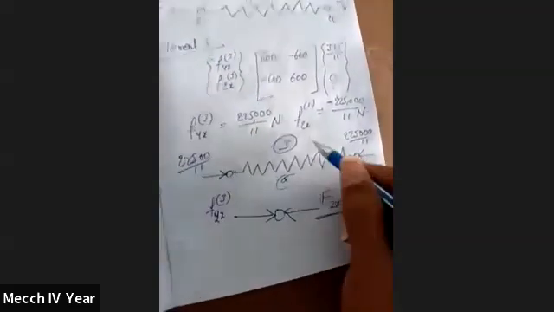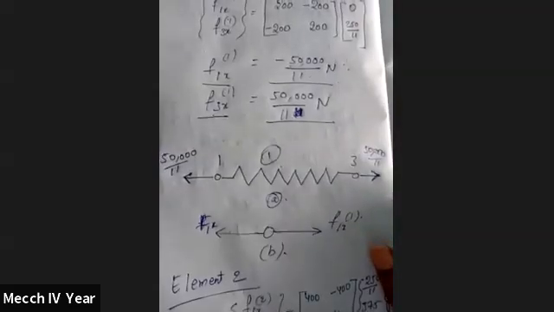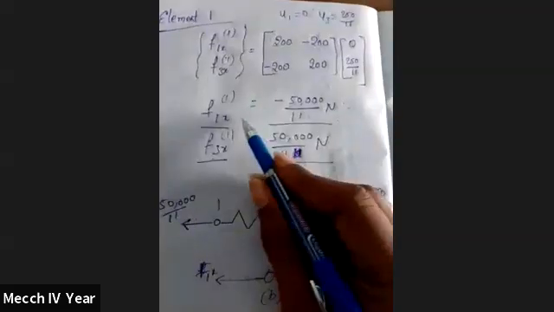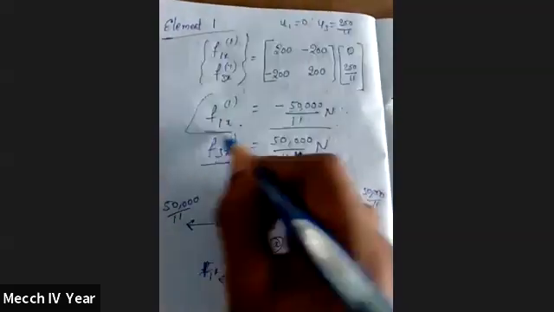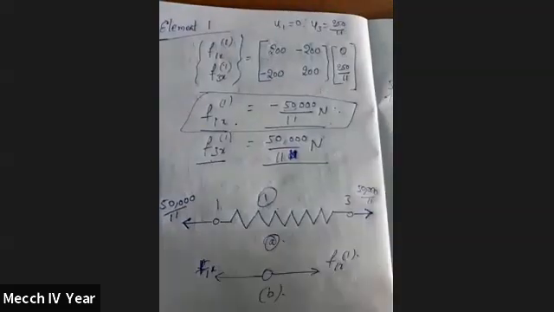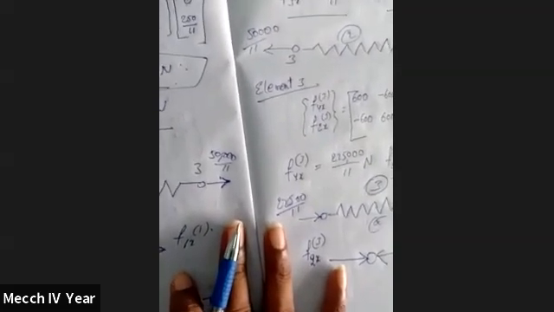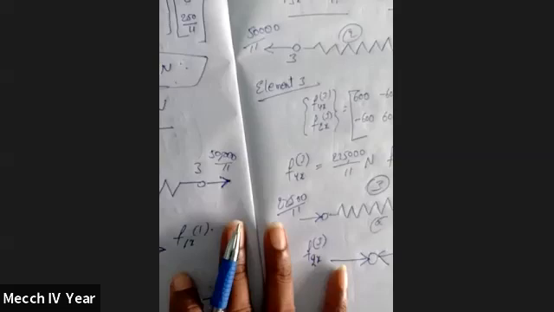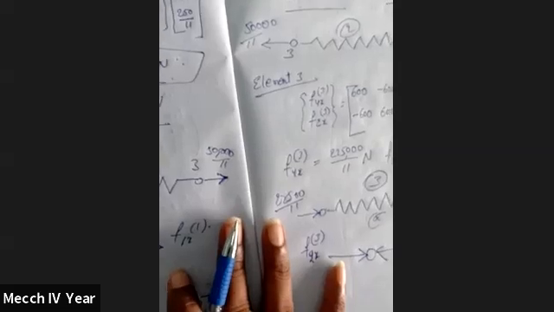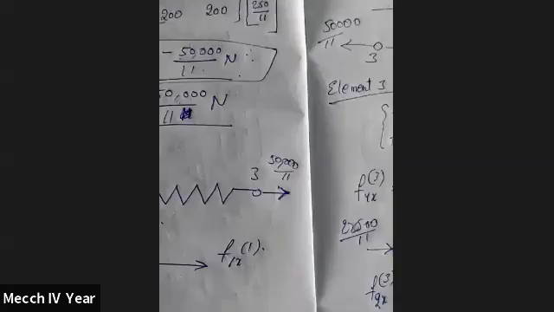For each element we are going to find the reaction here. This is the answer. First, you take how much reaction is acting on node 1. This is the answer. This is the procedure to find the reactions and stiffnesses.